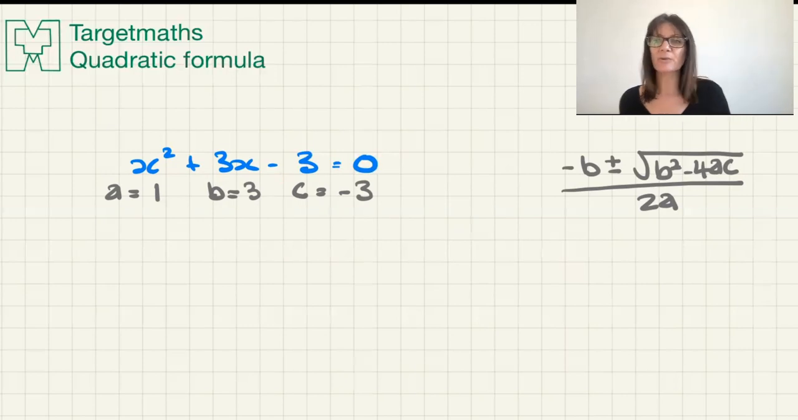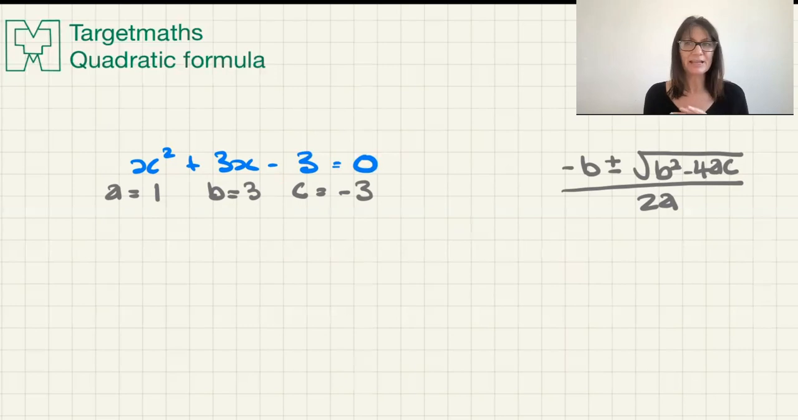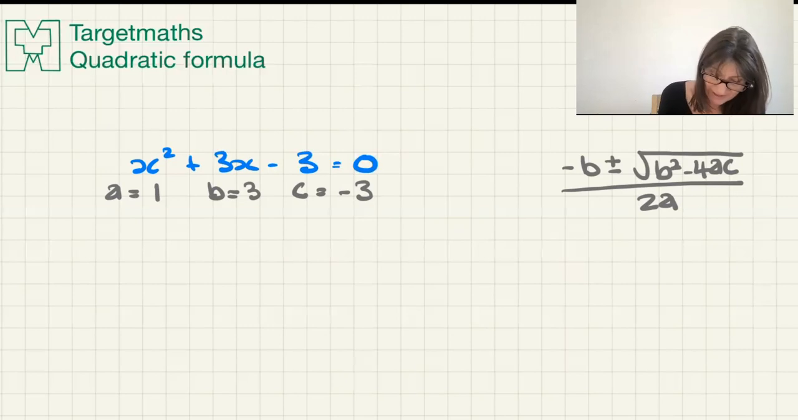And this is where I would take it literally step by step. And then you're less likely to go wrong with negatives. We can always go wrong with negatives. Okay, so the very first thing in my formula is a minus. So I'm going to write that down, minus. The next thing in my formula is a b. So I go up, find what b is, it's 3. Then there's a plus and a minus. Then I start my square root.